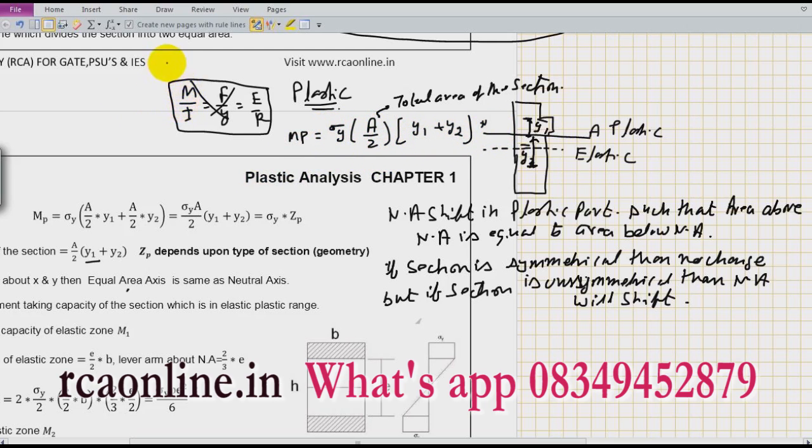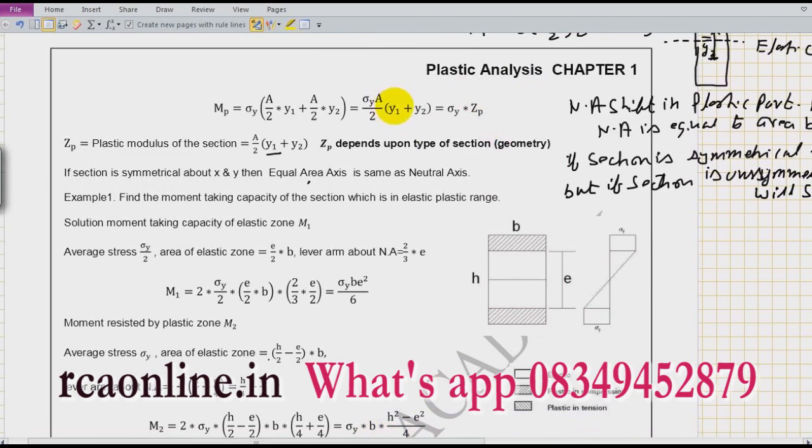In elastic we use this, but in plastic we use this. Is it okay? So if you see, I can put sigma y is equal to ZP. Now what is my ZP? ZP is the plastic modulus of the section, which is A by 2 into y1 plus y2. I just defined what is y1 and y2. Is it okay? And A is the total area. So it is a geometrical property.